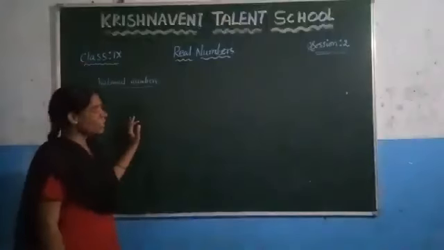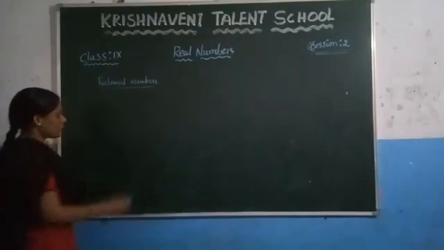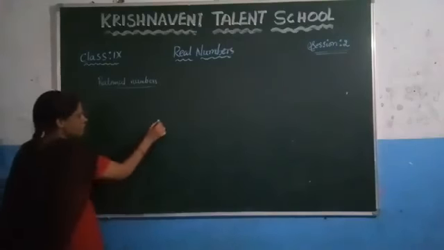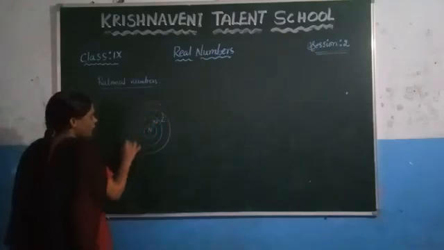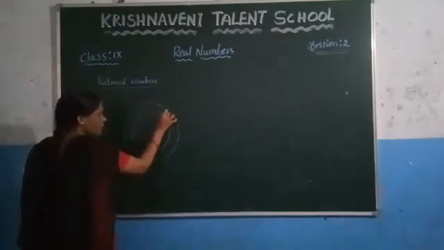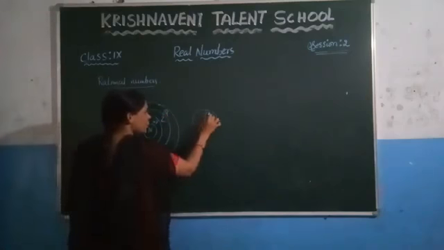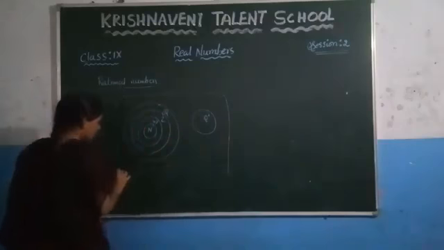In the earlier class, we already discussed real numbers. What are real numbers? The first number system is the natural numbers. After that, we get whole numbers, then integers, then rational numbers, and we discussed the irrational numbers, and all these together we call real numbers.